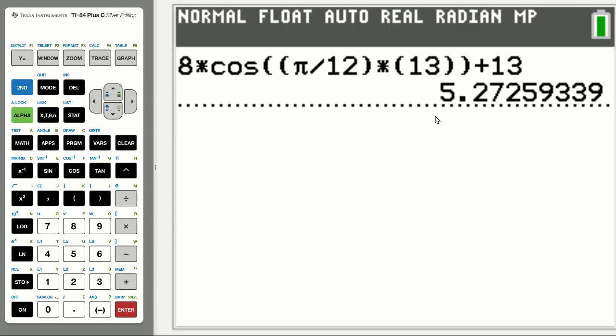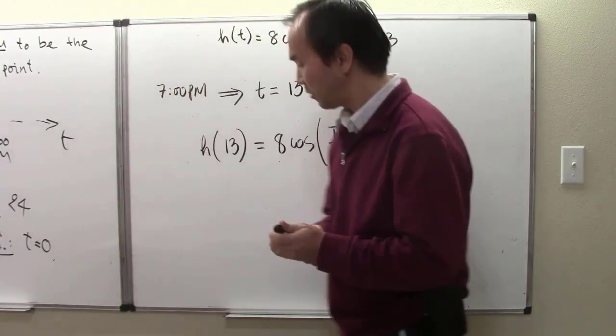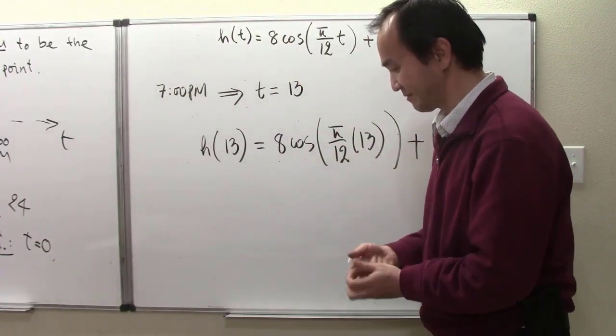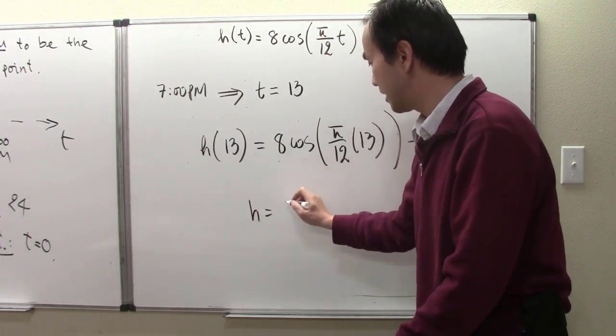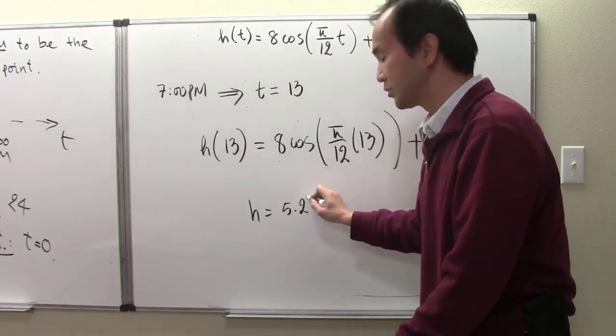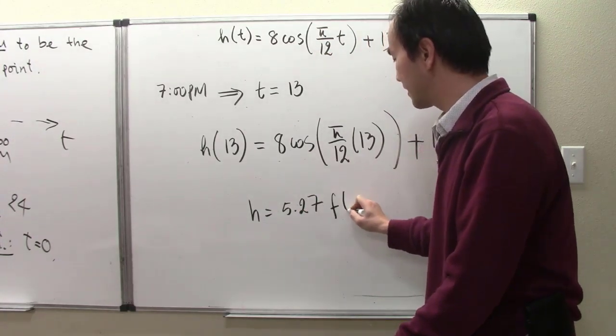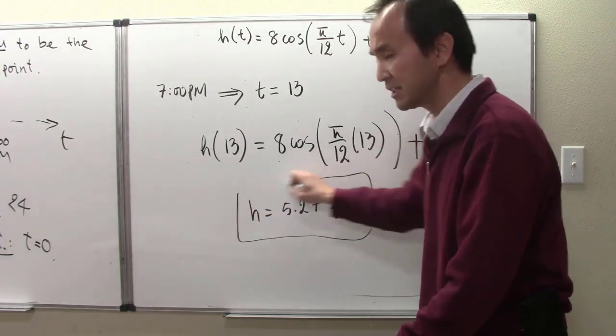The answer came out exactly the same as we had earlier. So in 2 decimal places, again, the truth is just one truth. The height would come down to 5.27 feet at 7 p.m. So it's exactly the same result.